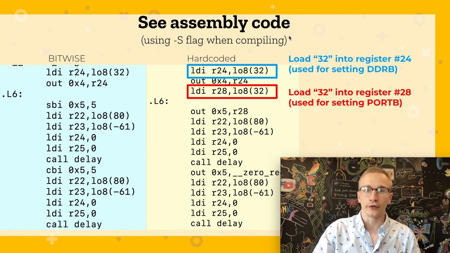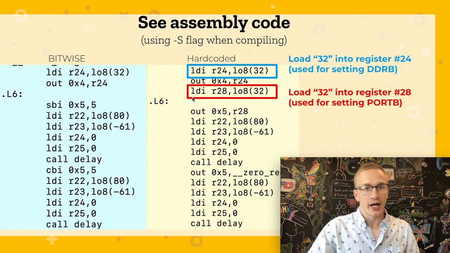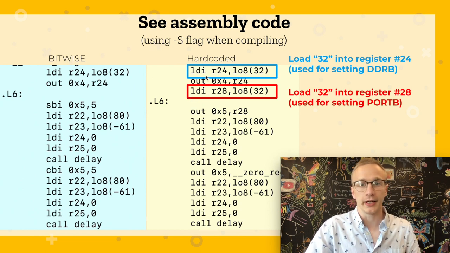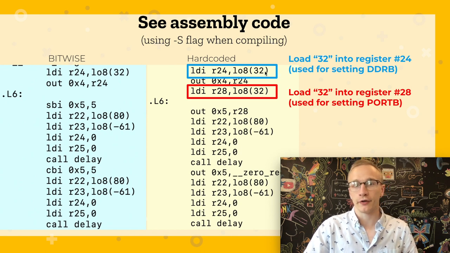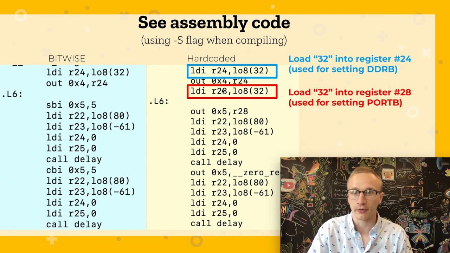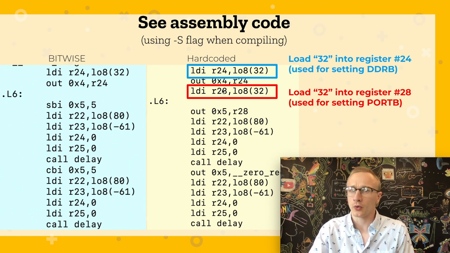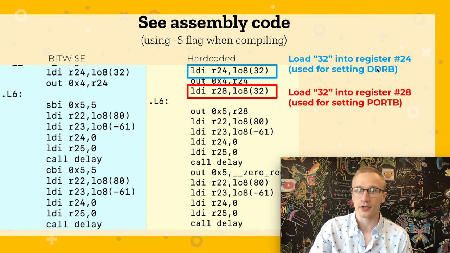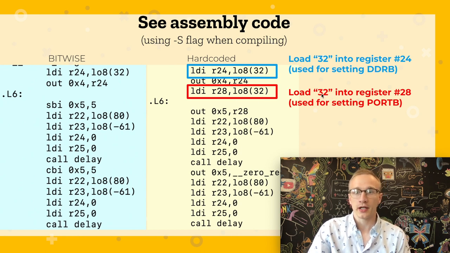If you're curious where those 4 extra bytes came from, that's not actually in our main loop, it's part of the setup. It only runs once at the very beginning, and that's where it does this load immediate instruction, where it loads a hard-coded value of 32 into register 24, and it loads the hard-coded value of 32 into register 28. Why it does it twice, I'm not entirely sure, but it looks like it uses register 24 for when we set DDRB, the data direction register, equal to 32, and then it uses register 28 when we set port B equal to 32.